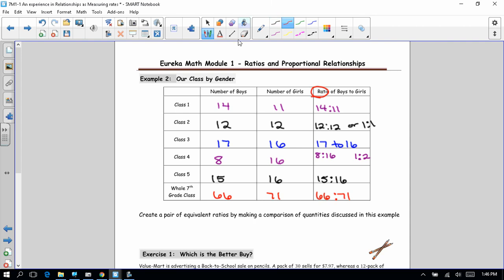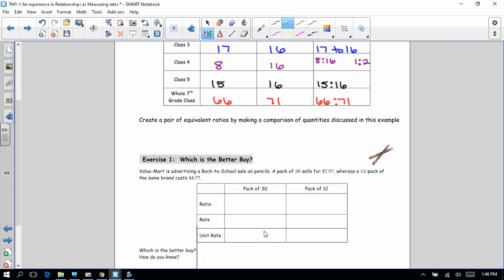Okay, awesome. I want you guys to come down here where it says exercise 1. It says, which is the better buy? All right. When it says there's an exercise, I'm going to ask you to pause the video. I want you to try it on your own. When you're done, go ahead and hit play again, so you can check to see if what I did is the same as what you did. Give it a try. The only one who's going to know if you got it wrong is going to be you. It's okay. Go ahead and hit pause right now. Try this problem on your own, and then hit play when you're ready.